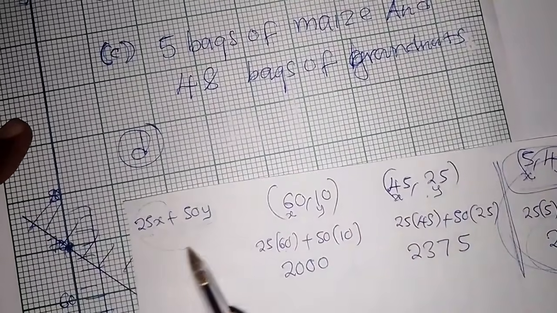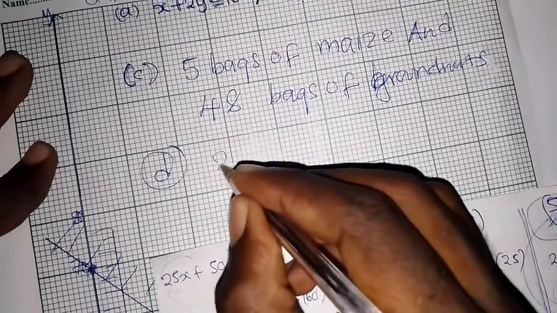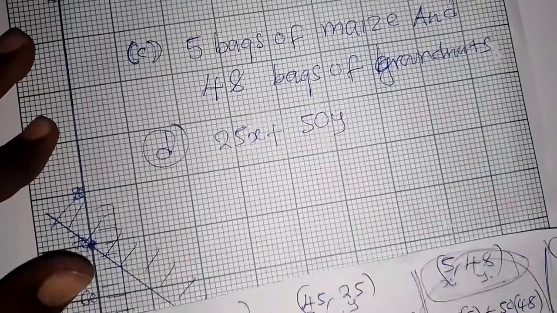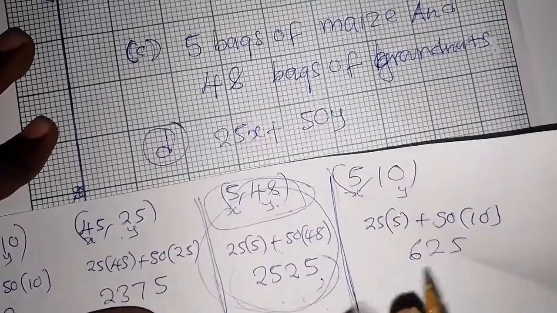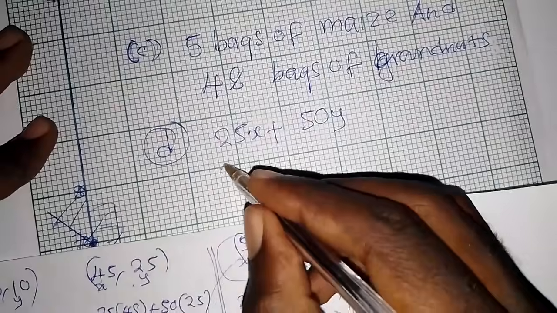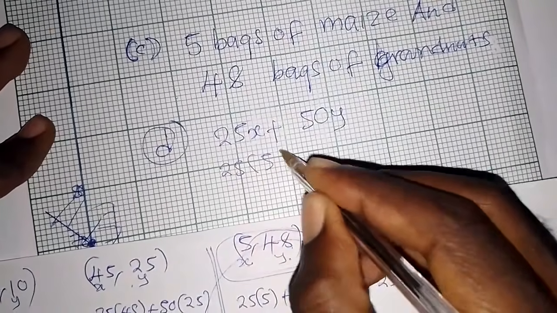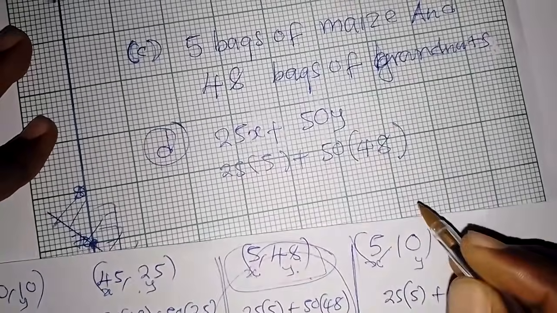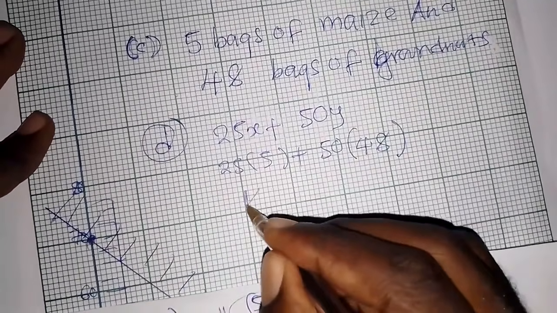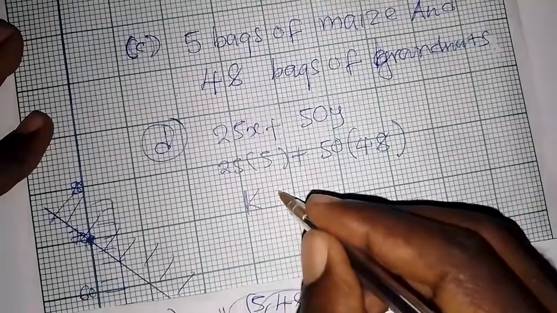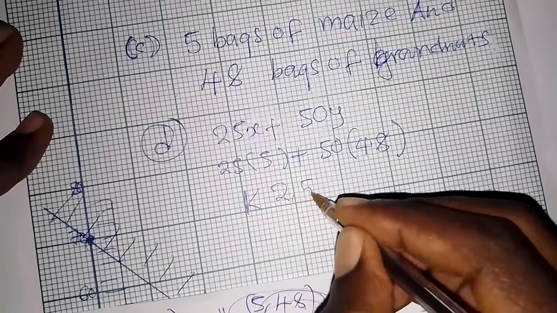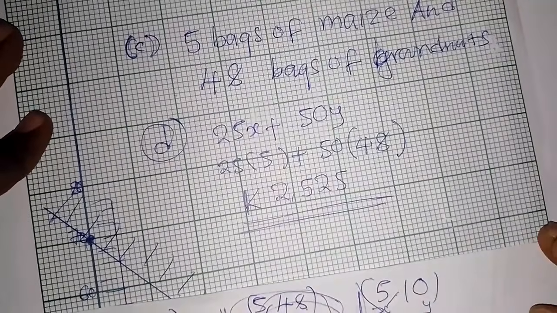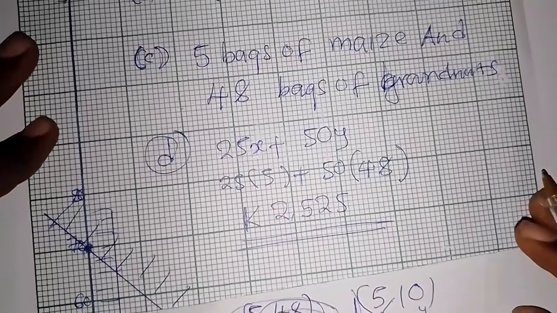I start with that thing that helped me to answer, 25x plus 50y. Then I just write this whole thing here. So I said 25 was being multiplied by 5 plus 50 was being multiplied by 48. Then which answer did I get? I put a K here because it is the profit. It is 2,525. This is the amount. This is how you are supposed to answer it.